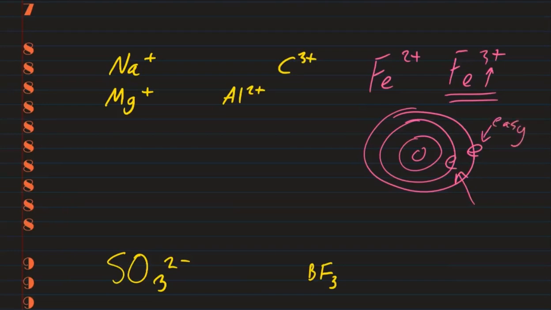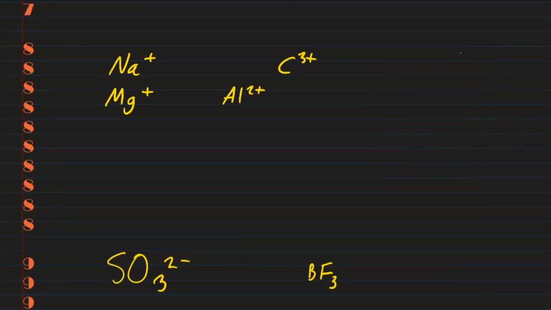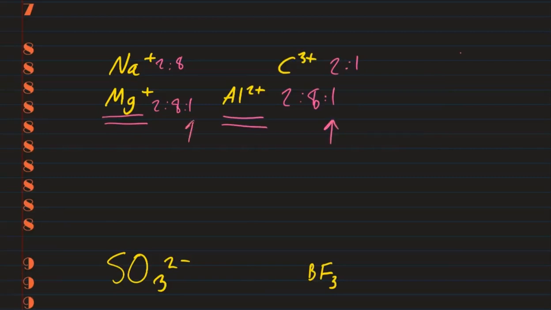All right, knowing that, let me write down the electron arrangements of these three ions. So it's 2, 8, 2, 8, 1, 2, 1, and 2, 8, 1. So to pull the electron off the least amount of energy, it's going to have to be magnesium plus or aluminium 2 plus, because their valence electron is furthest from the pull of the nucleus. And is it easier to pull an electron off of a plus or off of a 2 plus? Well, it's easier to pull it off of a plus, isn't it? Because it's only attracted to a plus as opposed to a 2 plus, less electrostatic attraction. So the answer is going to be 8B.